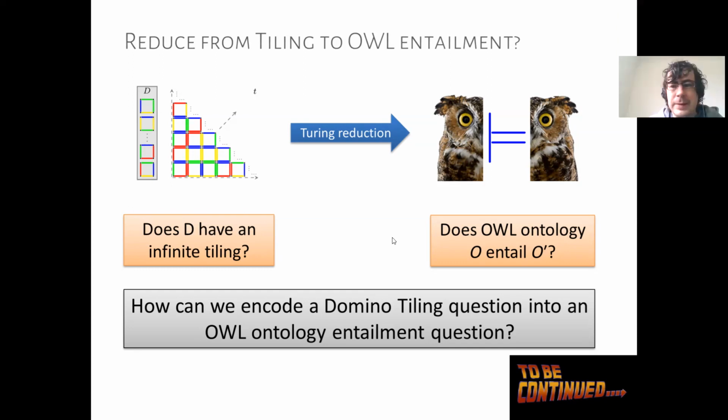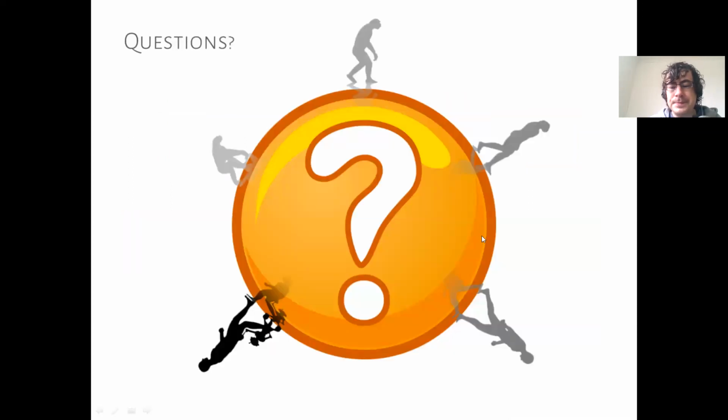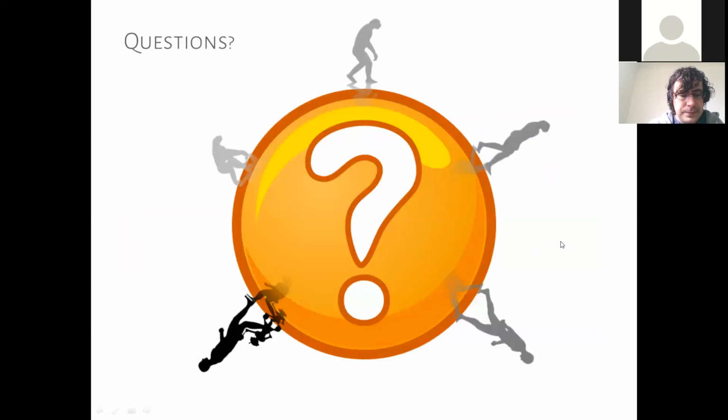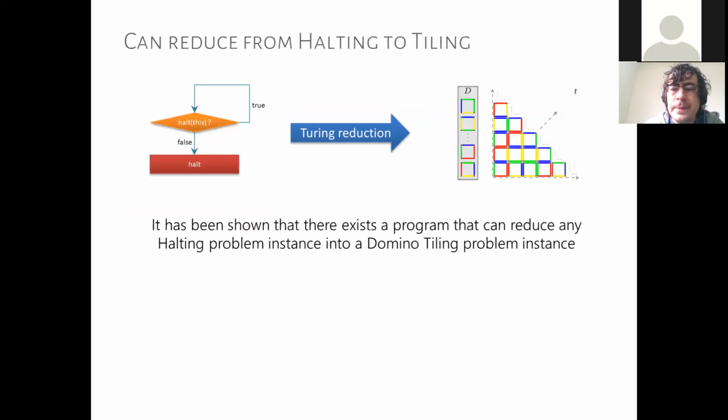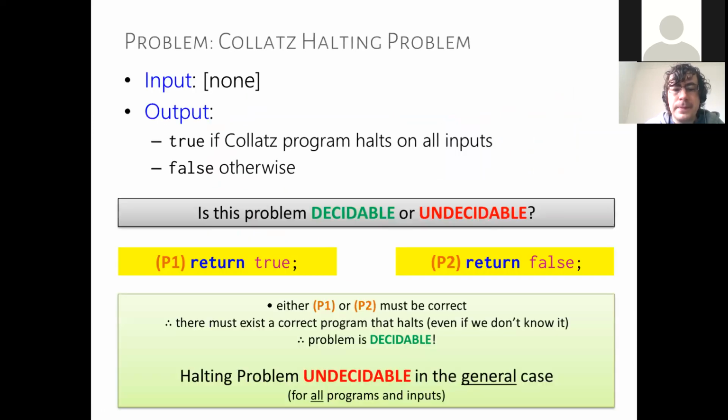So there are limits to this process. Yep, Pablo? Yeah, I have one question. Before, you showed a problem that is decidable, but I did not understand. Can you explain? Sure.